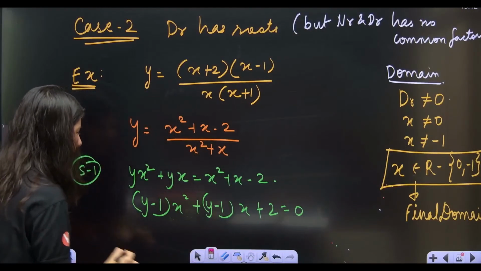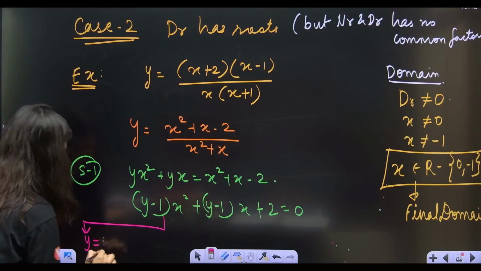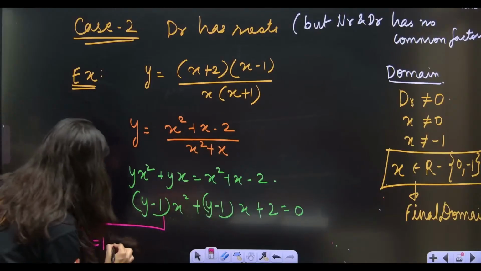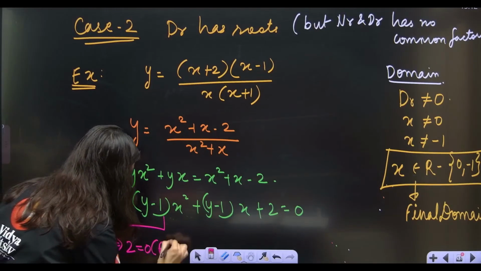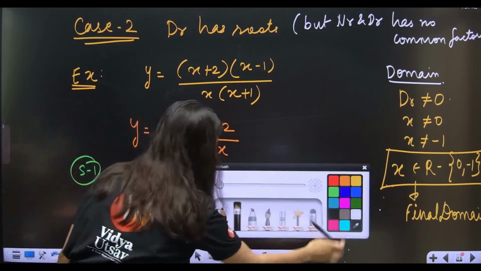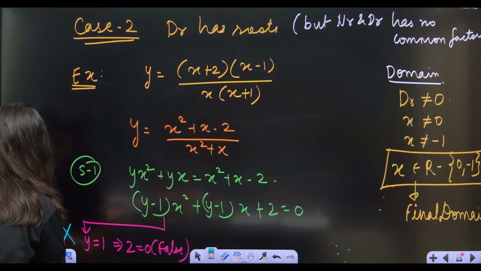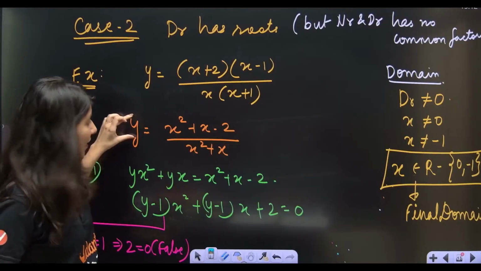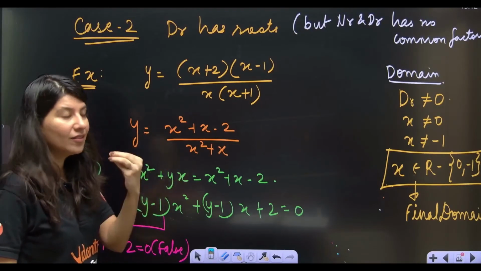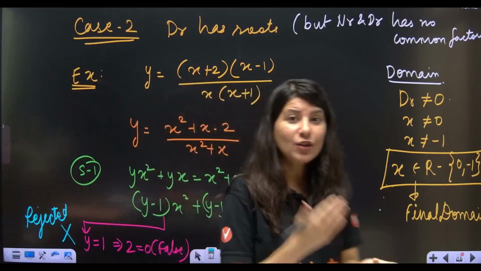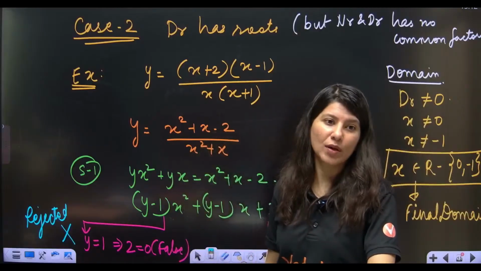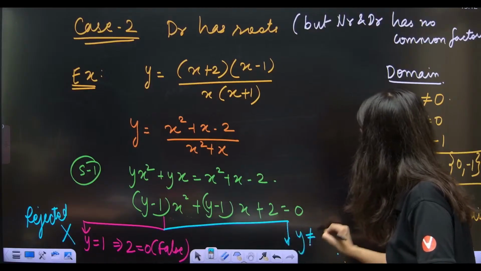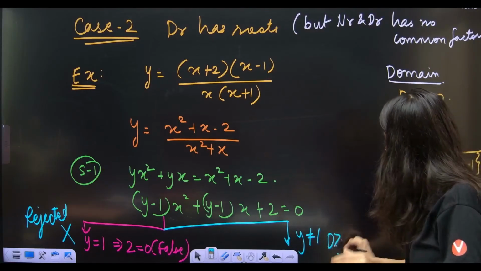Now I told you to take two cases. First, y = 1. Put y = 1: this is gone, this is gone. The moment you put y = 1, you get 2 = 0, which is false. That means y = 1 is rejected, because if you put y = 1, you will not get any value of x. There is no value of x for which y becomes 1. Now the next case, y not equal to 1. That means it is a quadratic equation, so discriminant greater than or equal to 0.